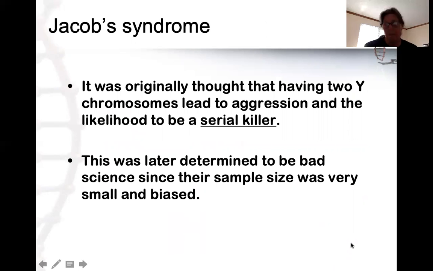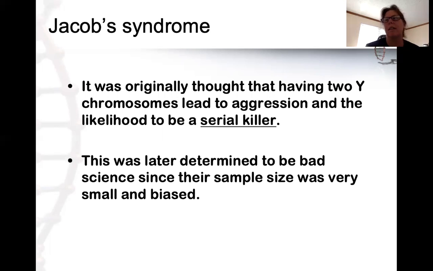It was interesting because it was originally thought that if you had Jacob syndrome, you had that extra Y chromosome, so you had more testosterone that led to aggressive behavior and the likelihood that you would be a serial killer. If you look at the number of serial killers we actually have in jail and sample those that had Jacob syndrome, we probably don't have more than 10 people in there. So the sample size was really small. It was really bad science. So if you hear that Jacob syndrome means you have a higher chance of being a serial killer, no, that study was totally thrown out of the water.